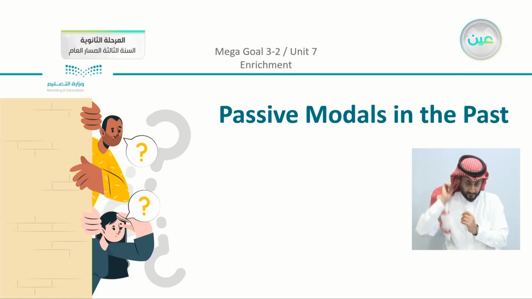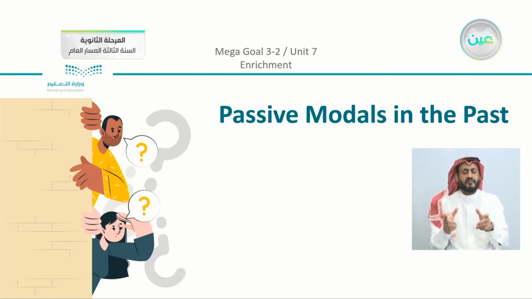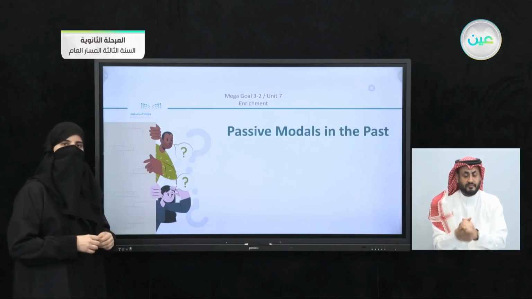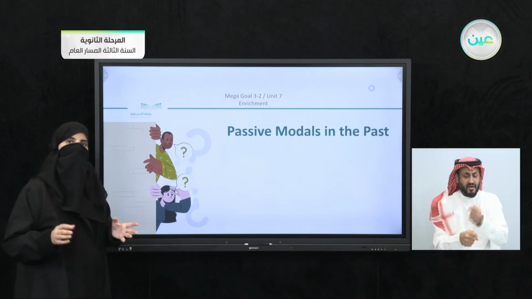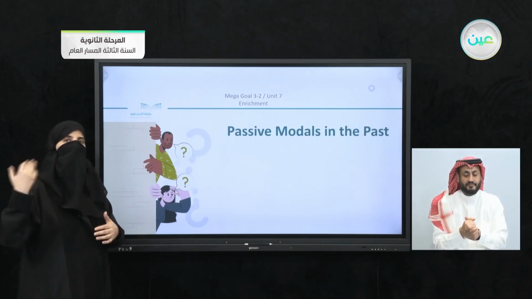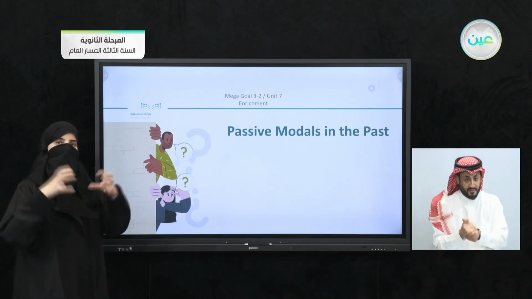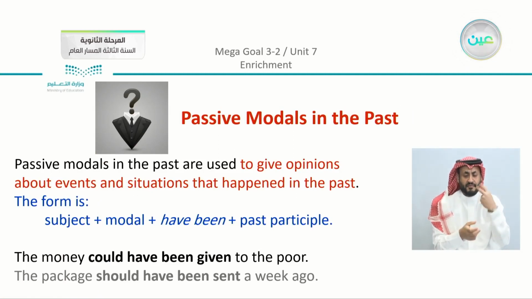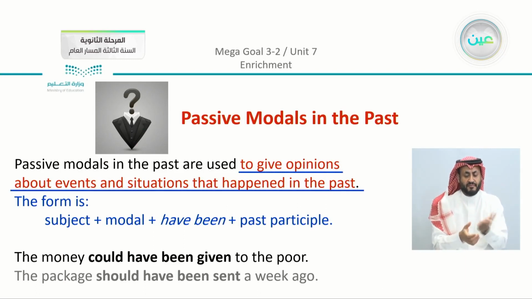But before we start with the exercise, we have another part that we studied, which is the passive modals in the past. So still we are in the structure of the modals, but if you recall, we use them in the passive also. So we combined the two structures. So let's just take a look. We have here passive modals in the past are used to give opinions about events and situations that happened in the past. Now the form is to use the subject plus the modal plus have been and the past participle.